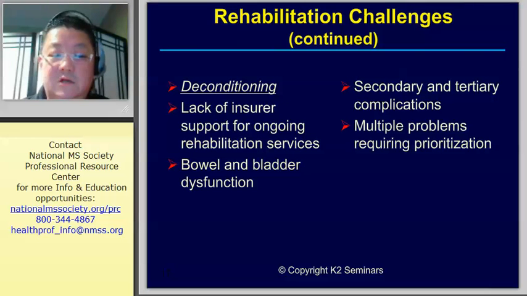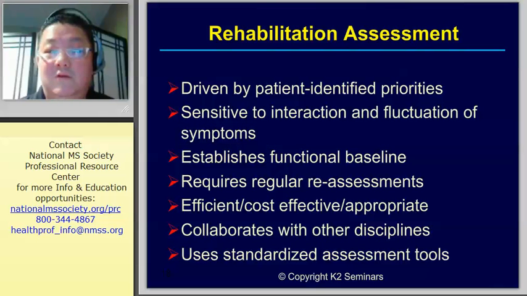And then the secondary and tertiary complications, multiple problems requiring your prioritization. So if they indeed have pain and that's limiting the ability to get around, are we going to address the mobility first, or are we going to address the pain? So that's something I think you have to pay attention to. So it's also driven by your patient identified priorities.